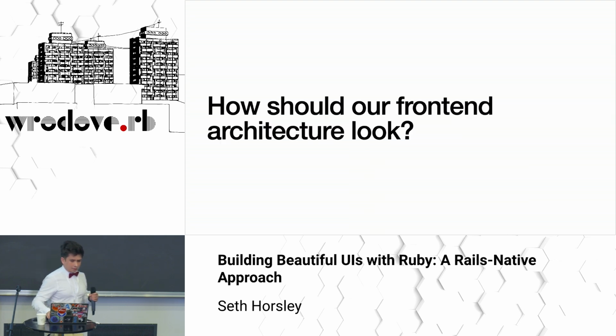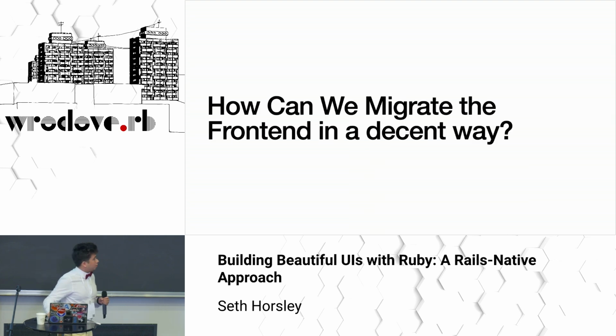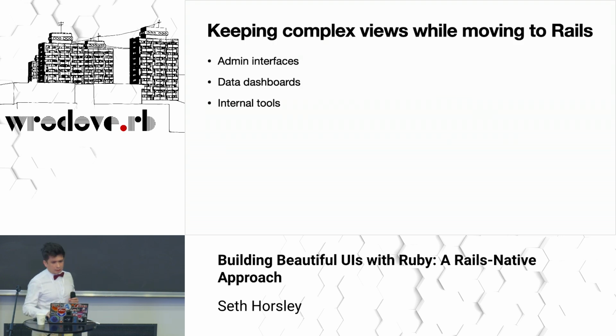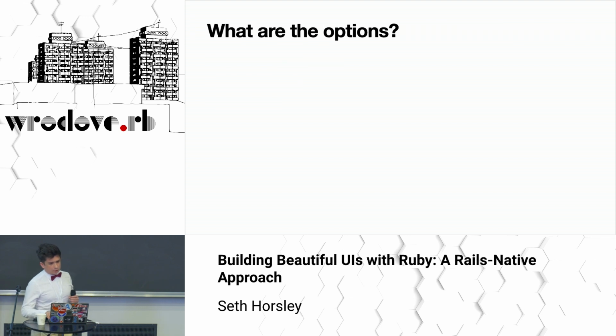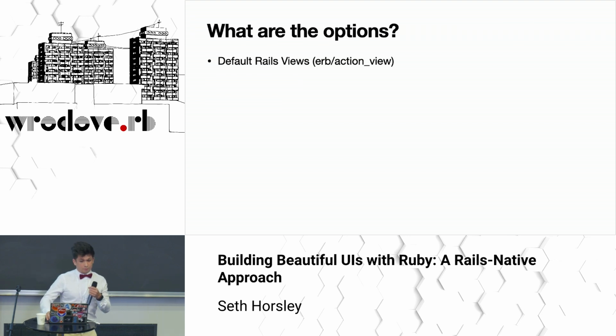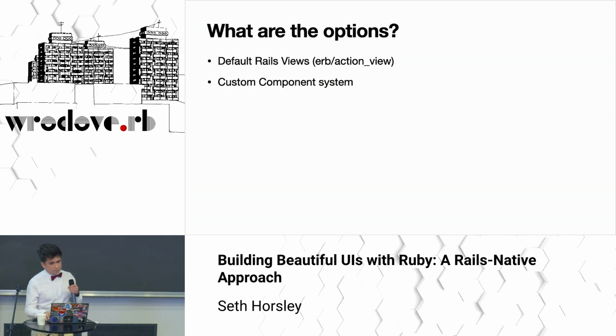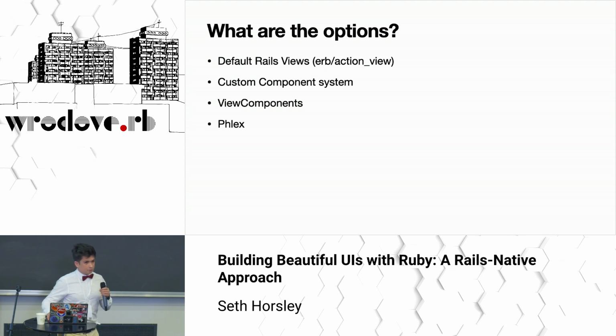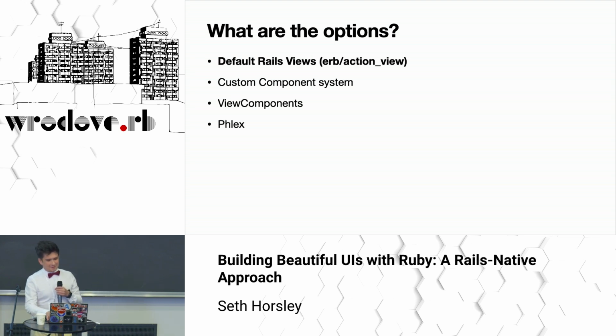So looking at how the architecture needed to look, we needed to migrate in a decent way. So we looked at a couple different options. We needed to keep in mind that we had some more complex interfaces and some data dashboards and some internal tools that used React quite heavily. So some of the options we went through were default Rails views, so ERB, Action View. We could also build a custom component system. There's ViewComponent, and there's Phlex.